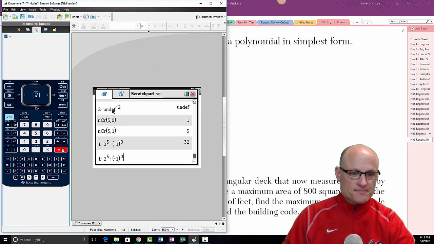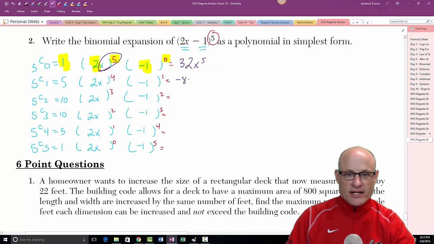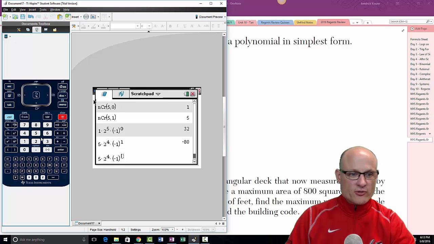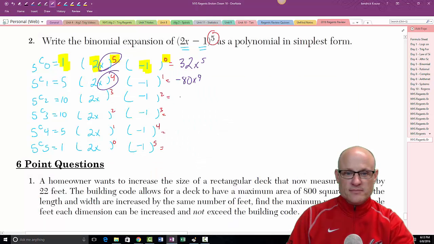Now I'm going to type in all these numbers. So I just hit this up arrow. Now this is going to change to a 1. This is going to change to a 4. And this changes to a 5. Negative 80. Negative 80x to the 4th. Now we just do it again. This changes to a 2. That's why I put the negative 1 to the 0 in there to begin with. This changes to a 3, and this changes to a 10. 80. 80x cubed. By the way, this is a 4 here.